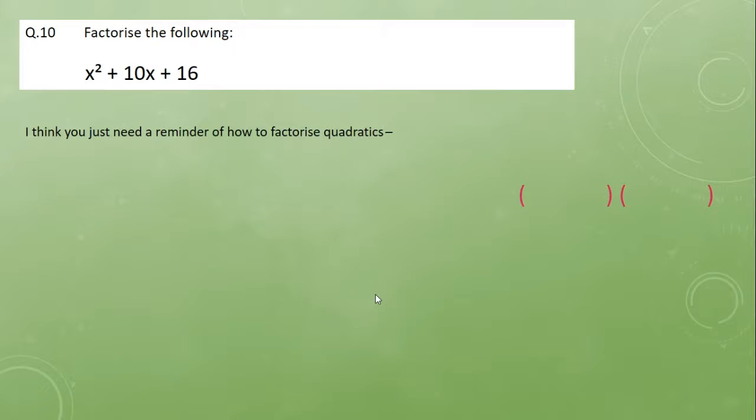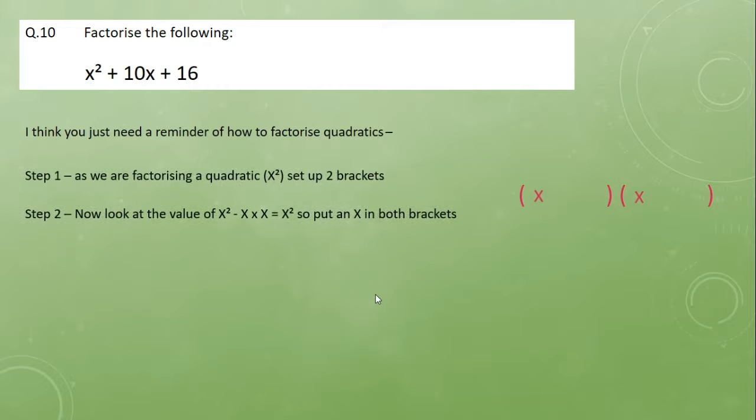Right, so the next set of questions, the last set of questions that we struggled with, were on quadratics. So here we go. Just a reminder of how to factorise quadratics. If you've got x squared plus so many x plus so many, then you need to write 2 brackets out and set it up like this. Now if you've got an x squared as the first term, that means x times x equals x squared, so we put an x in each bracket. That's our first step.